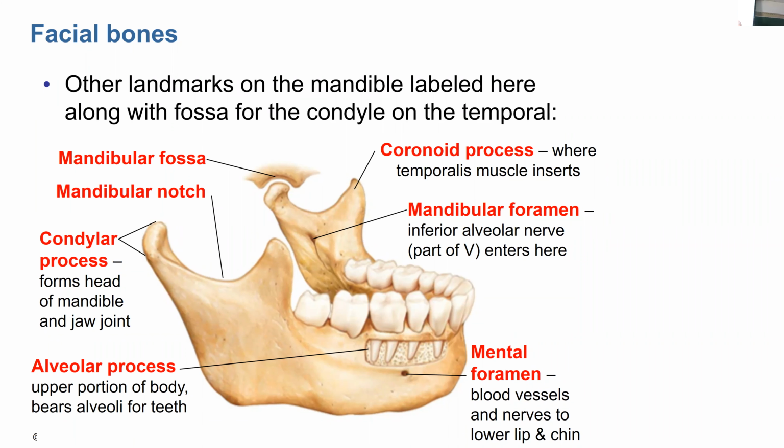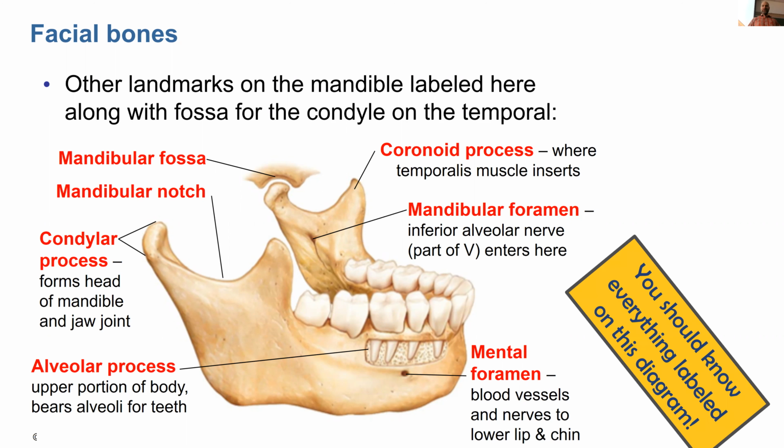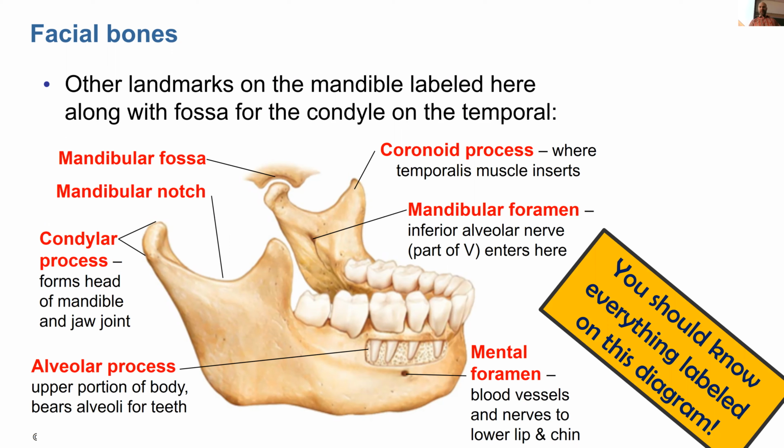And so you have a foramina on either side of your chin called the mental foramina. You can just see one here. And that's where blood vessels and nerves travel to the chin and the lower lip region. So some important processes on the mandible. You should know this diagram for sure. I'm going to talk a little bit more about them coming up.